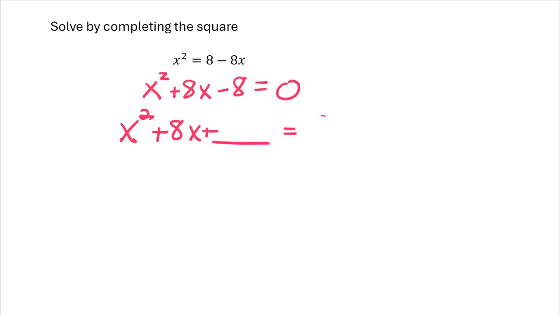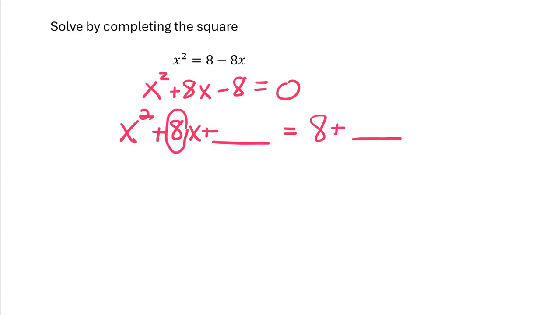We're putting this negative 8 on the right, so we're adding 8 on both sides, and then whatever we put in that blank on the left side, we're going to have to put in the blank on the right side because that's the only legal way to add something when you're dealing with an equation. So what are we going to put in that blank? What we're going to put in that blank is half the x coefficient squared.